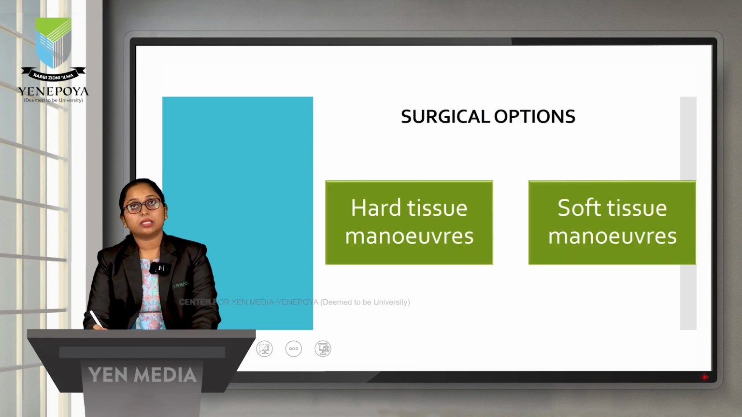Next come the surgical options. As I had already mentioned, the problem with the dislocation happens either because of some hard tissue deficiency or some soft tissue deficiency, both of which can be corrected.